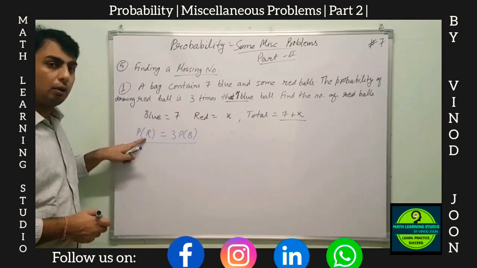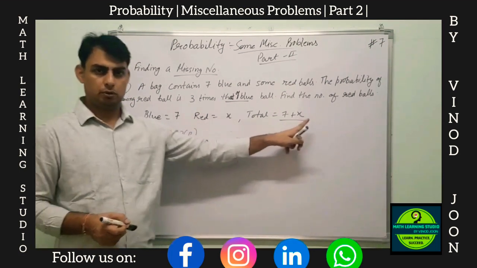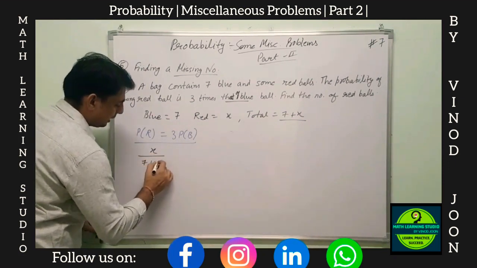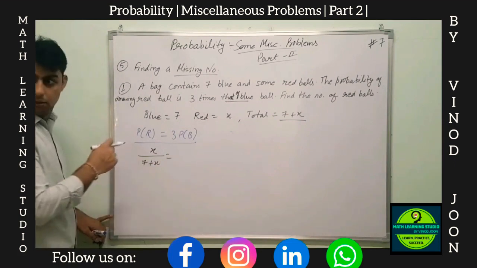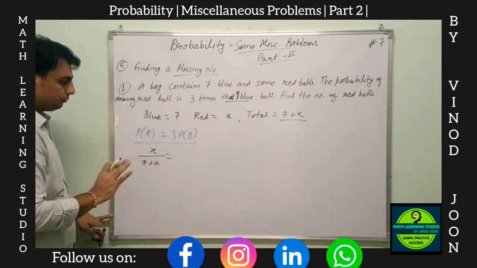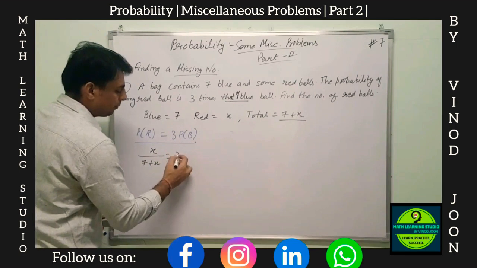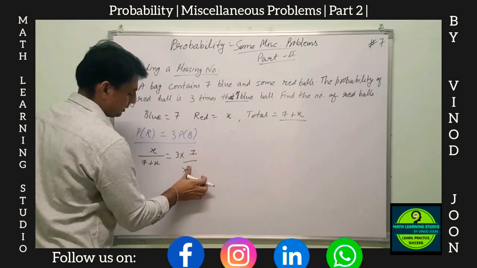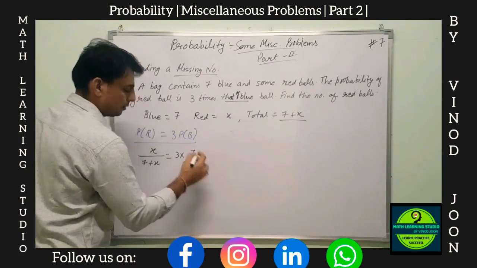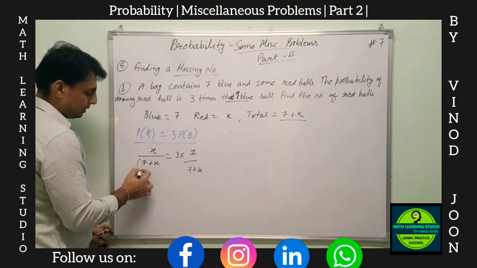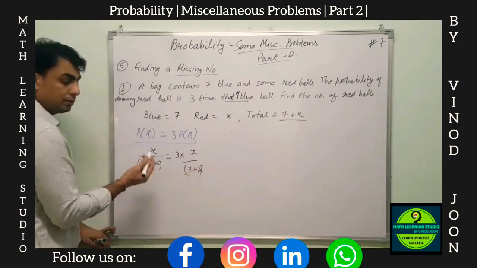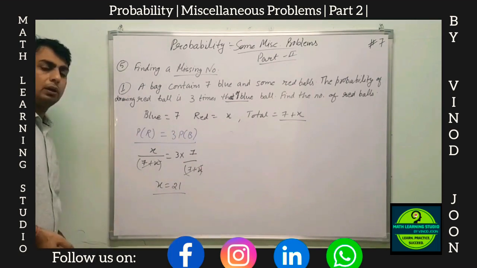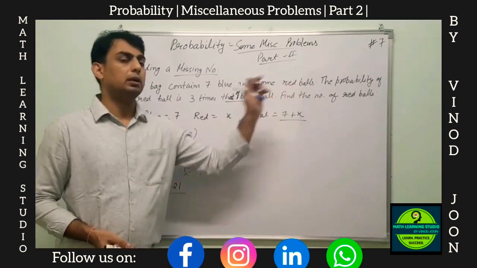See, probability of red क्या होगा? Red ball out of total balls. So it means X divided by 7 plus X. Then we have 3 times the probability of blue balls. 3 times 7 out of 7 plus X. Right? It's very easy. 7 plus X cancels. X equal to what? 7 into 3, that is 21. So 21 balls were red in that.